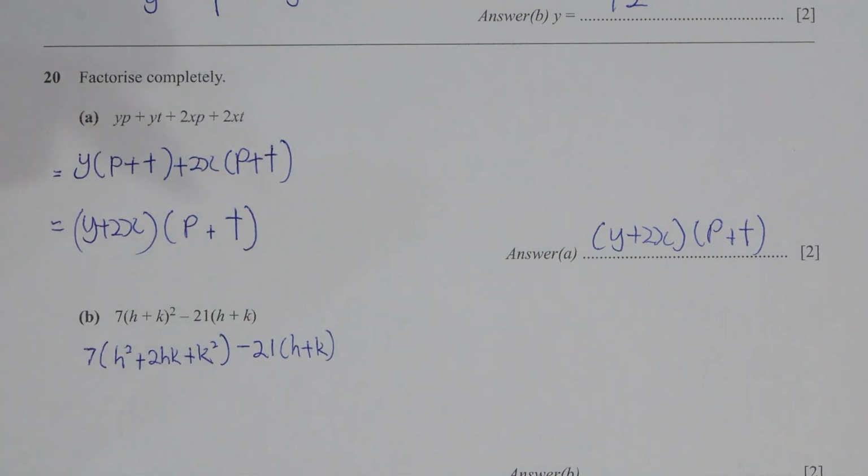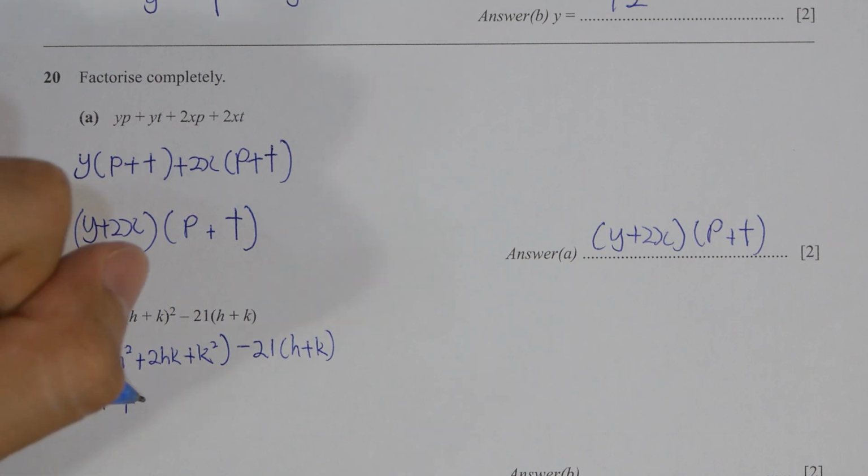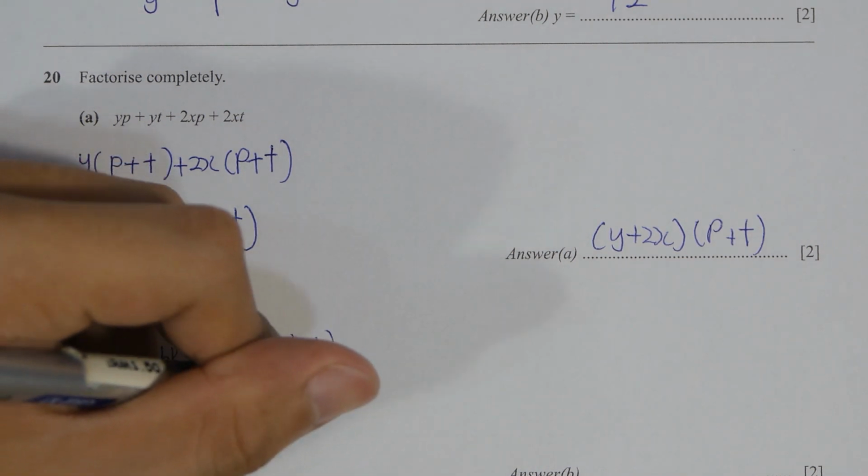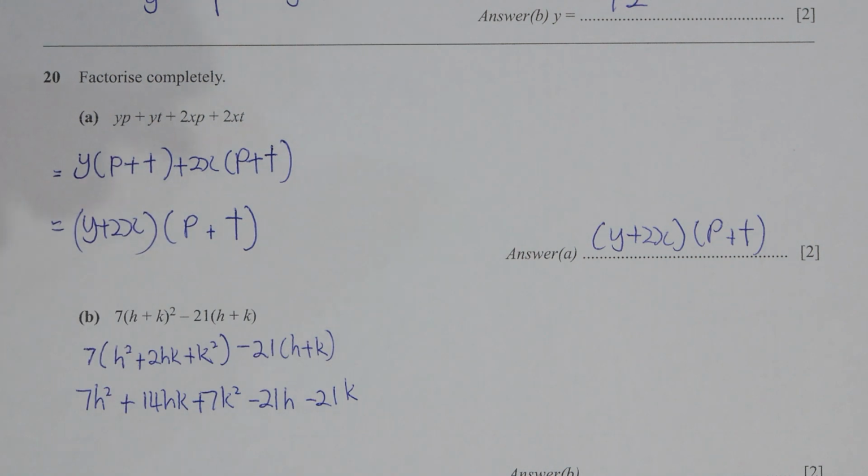Okay, so I treated h plus k as one unit. So you can consider it as 7x squared minus 21x. Then I extracted h plus k out as well. So I will get 7 times h plus k bracket, the remaining value will actually be h plus k minus 3. So this one is relatively tricky. You can pay more attention to this particular type of question.